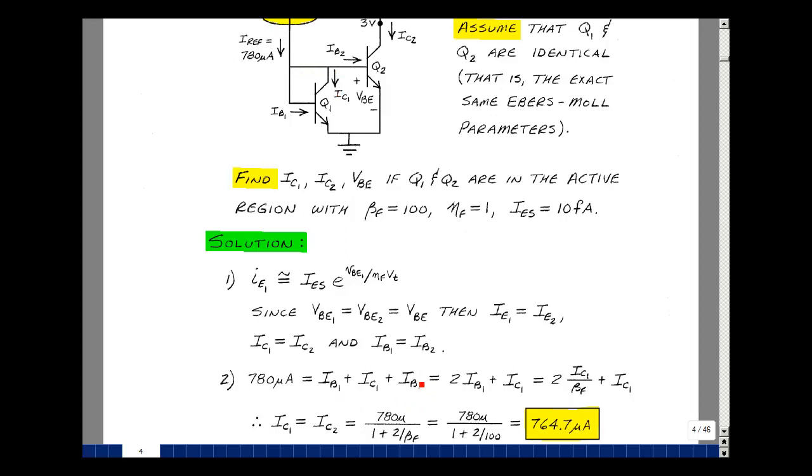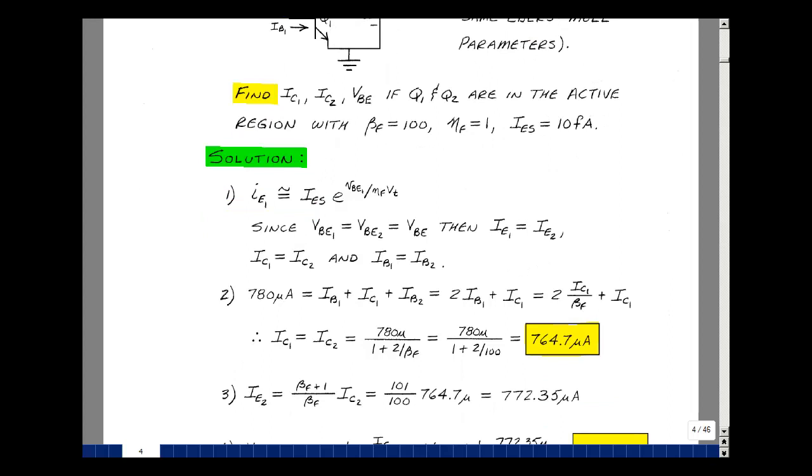But the base current of 2 is the same as 1. We've got twice that value. And then the base current is related to the collector current divided by beta F. And I could solve for the collector current. The 780 microamps, I'll pull out the collector current here, which is going to give me 1 plus 2 over beta F, and then divide that into here. And then I can plug in the fact that beta F is 100, and that the reference current is 780 microamps. That gives me 764.7.